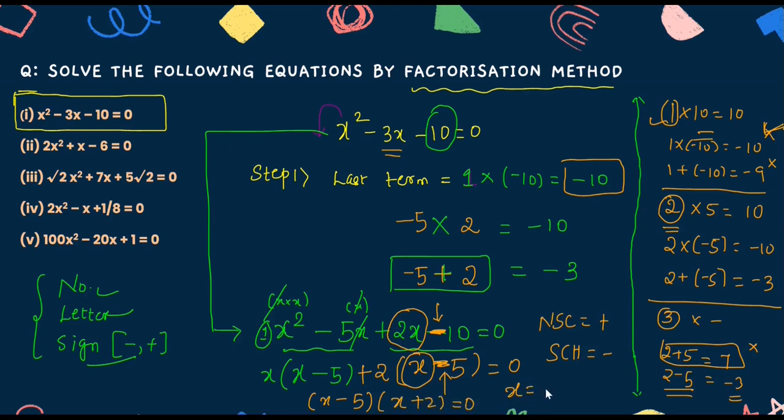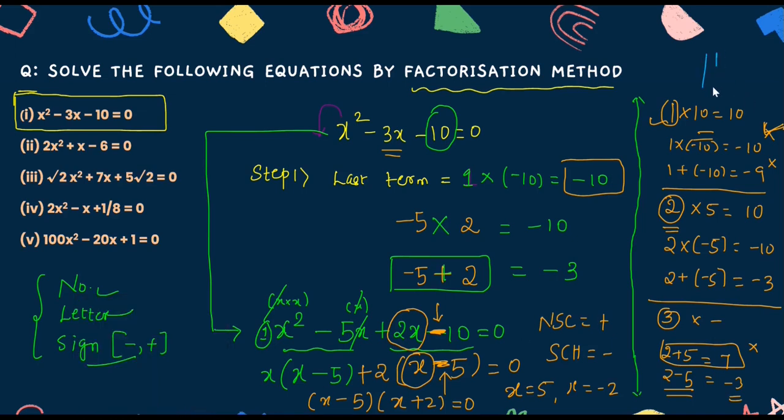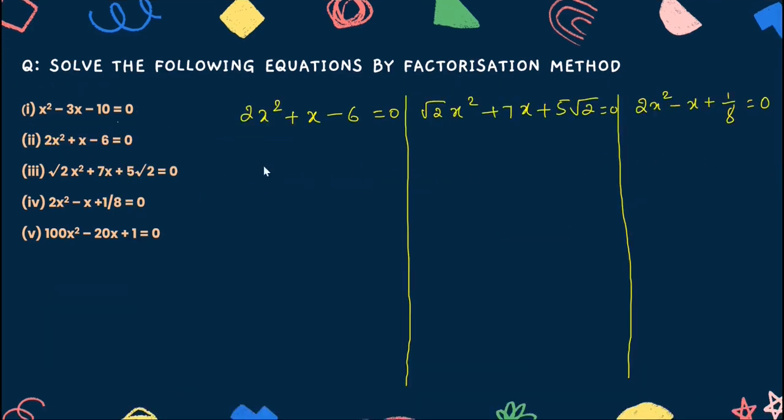If you solve this, you will get x equal to 5 and one more will get x equal to minus 2. So what were the challenges in this question? This process and here the taking common process. If you learn these two things, then you can solve any equation. Got it? Next 3 questions I have written one after the other, we'll do together, right?